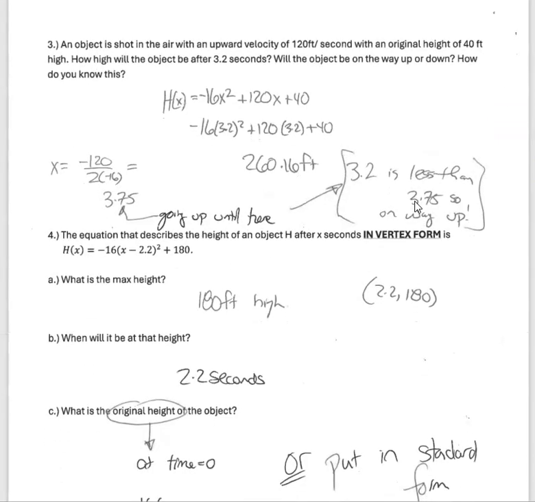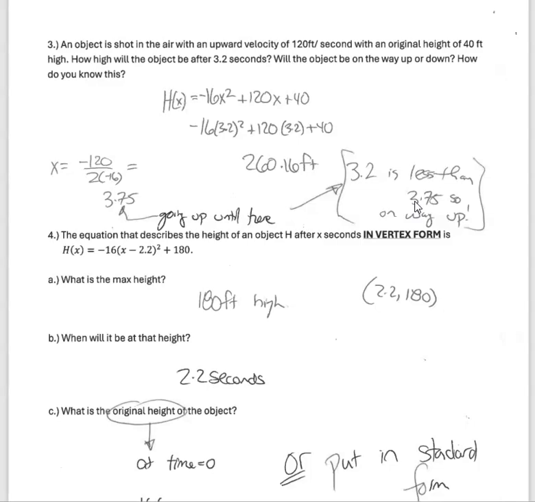Okay, an object is shot in the air with an upward velocity of 120, original height of 40. How high is the object after 3.2 seconds? Will it be on its way up or down? So it's pretty easy to find out how high it'll be. You just have to write out the equation, negative 16x squared plus 120x plus 20, and substitute in 3.2. After you get that, you are going to find out that it's 260.16 feet.